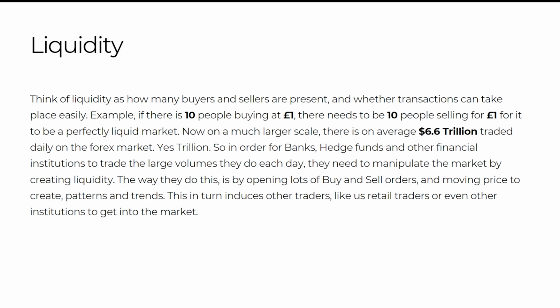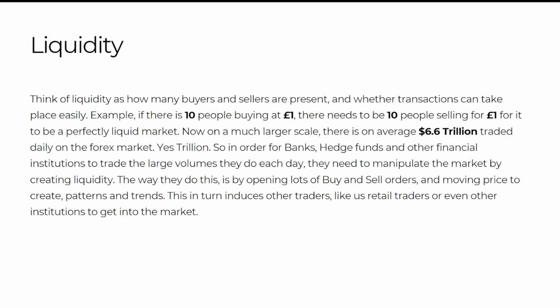So, for example, if there are 10 people buying at £1, there need to be 10 people selling at £1 for it to be a perfectly liquid market. So if there were only 7 people selling at £1 but 10 people buying, then some people's orders would not be getting filled. Now think of this on a much larger scale.